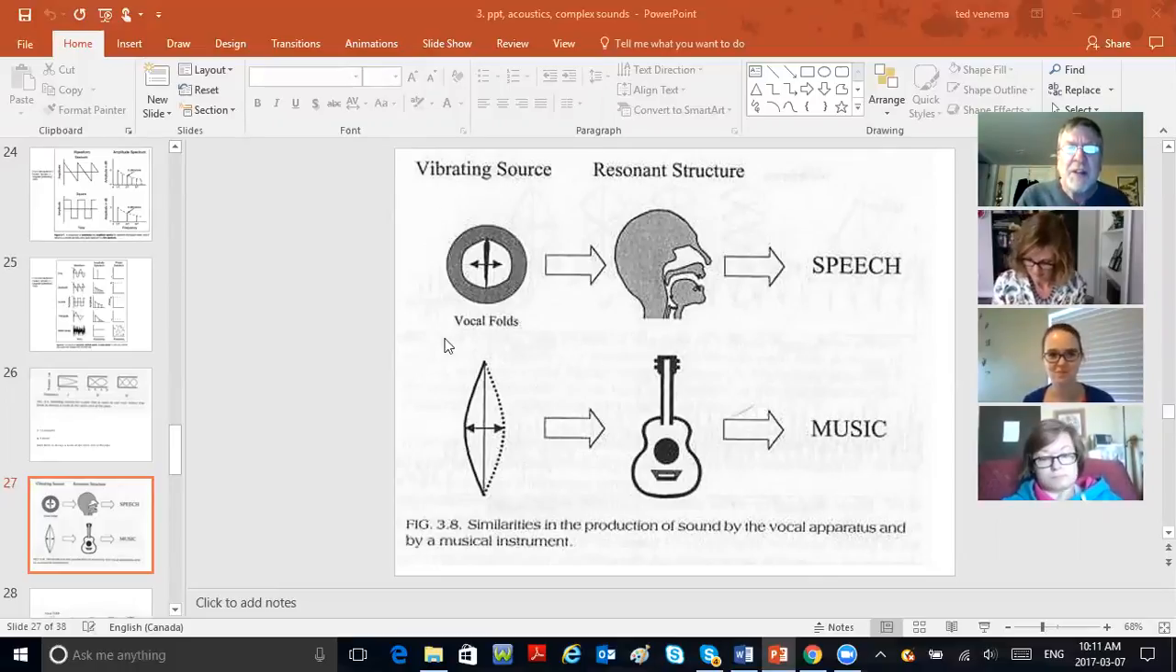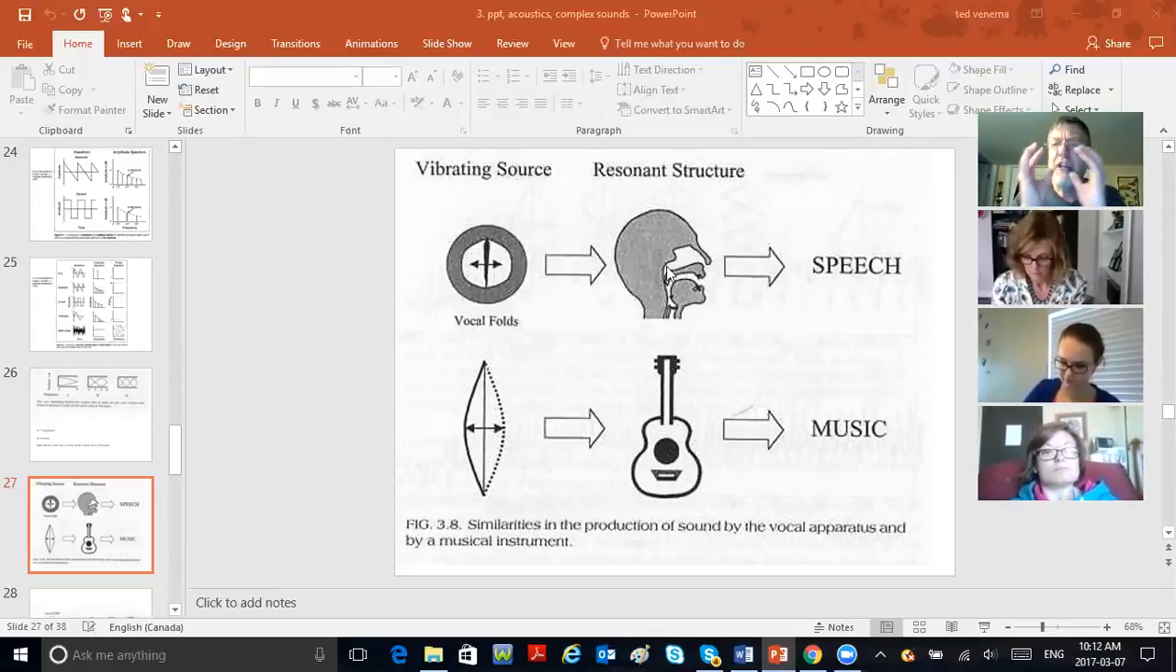So here you're looking at what they call your vocal folds. That's your larynx. Just like you have the twang of a string on a guitar, the string is the fundamental frequency, and the body of the guitar is the resonating chamber. The vocal fold fundamental frequency is basically what causes speech, but your head is the chamber, just like the guitar is. So your head is the resonating chamber.